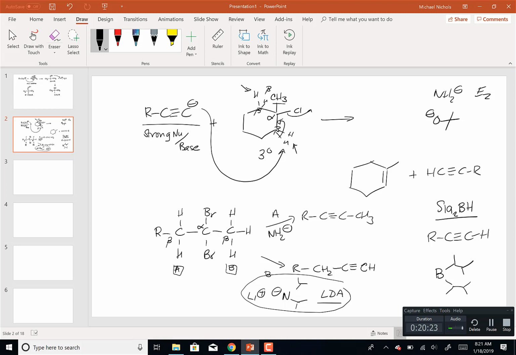Okay. So that's how we could form it. So in the homework problem I gave you, we were doing NH2 minus. So that means you're going to form the triple bond that's most stable.